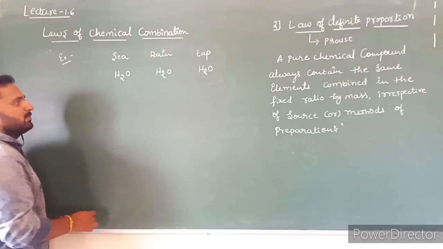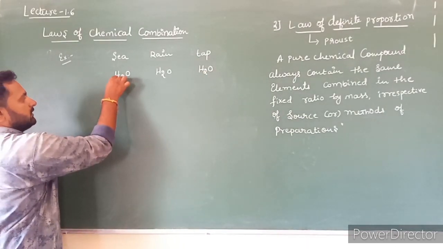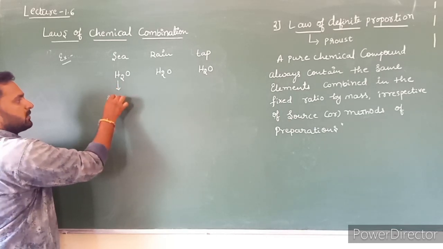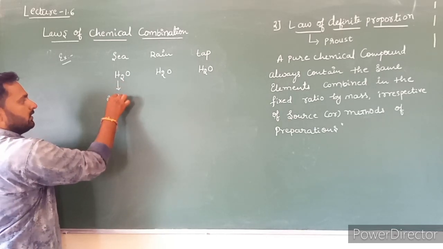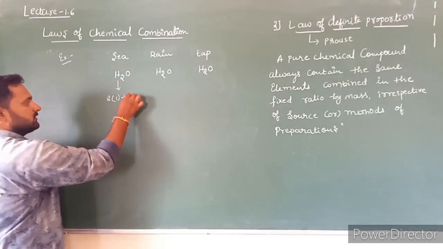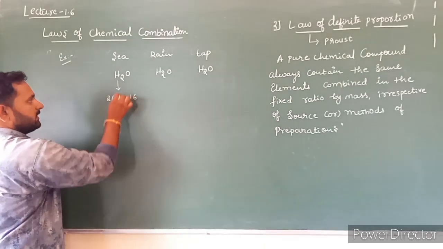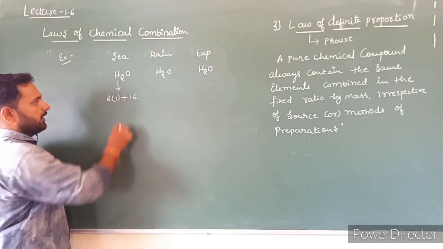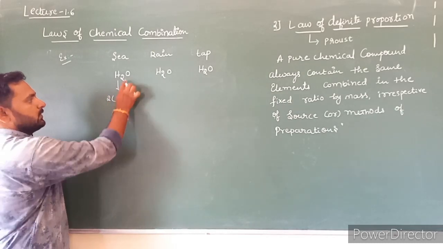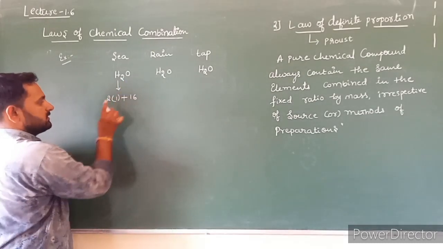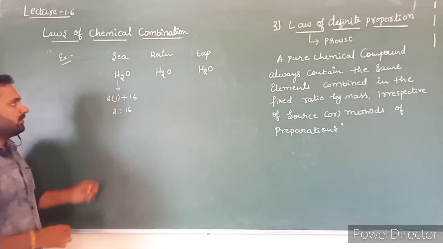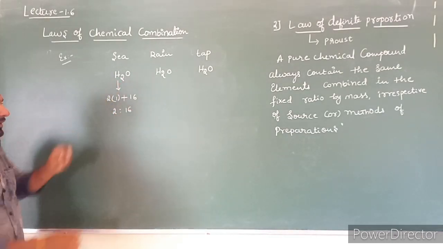Okay, now let us check mass. In this, there are two hydrogens. What is the atomic mass of one hydrogen? 1. What about the oxygen? What is the atomic mass of oxygen? 16. Means hydrogen atomic mass 1, there are two hydrogens, multiplied with 2. Oxygen atomic mass is 16. 2 is to 16, the ratio of hydrogen and oxygen by mass.